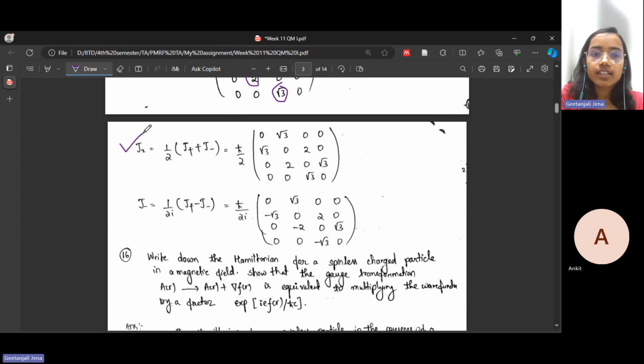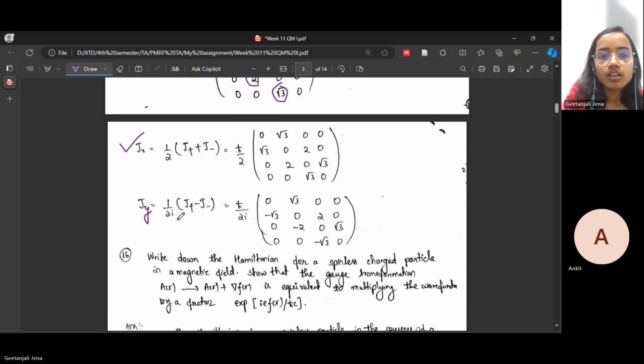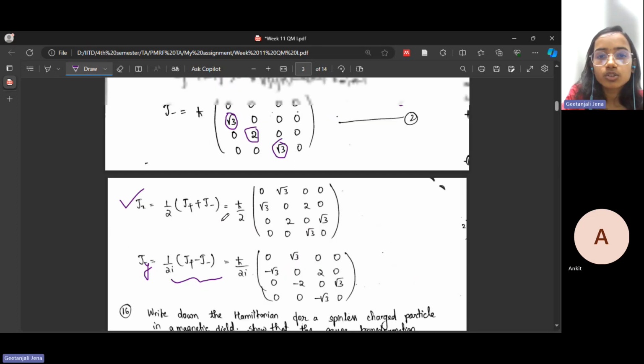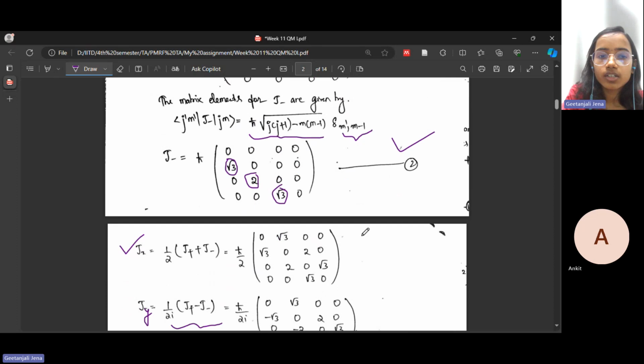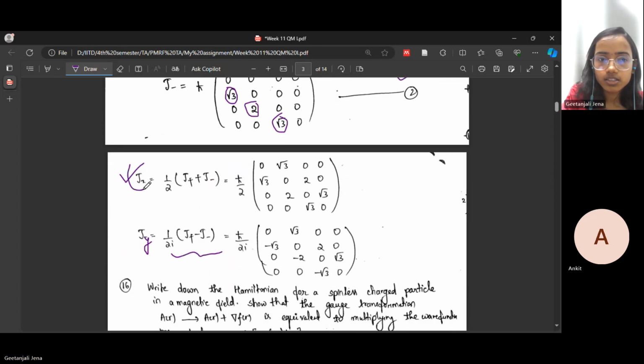Okay, so for Jx, it will be half of J plus and J minus. And for J minus, sorry, this will be Jy, not J minus. So for Jy, it will be 1 by 2y, J plus and J minus. Now you already have the J plus and J minus matrix. So you can easily calculate what is the matrix for Jx and Jy. Okay. So this is one of the problems that is related to the orbital angular momentum.